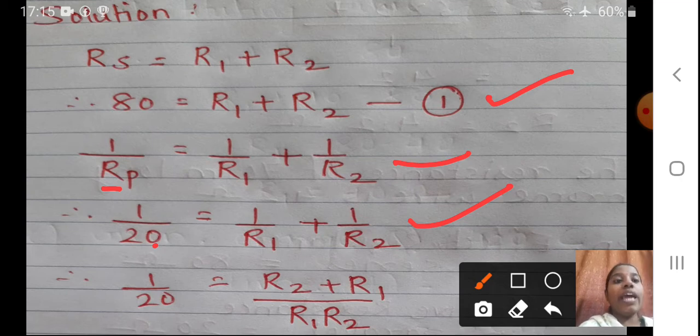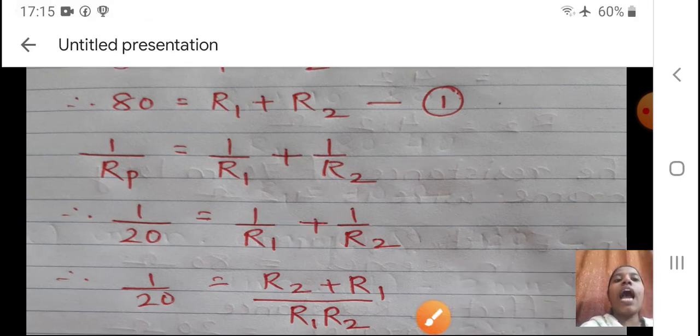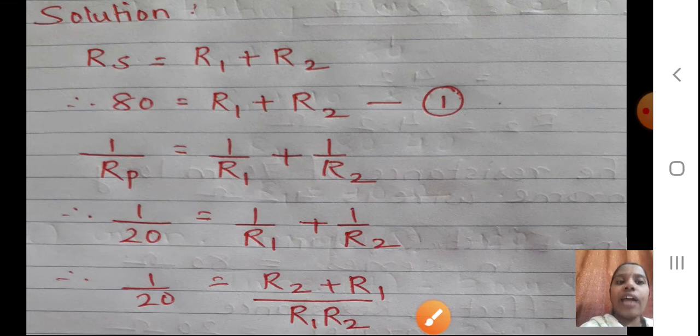Now can I cross multiply this? Yes. So what I have done: R2 plus R1. It is a plus sign in between. R2 plus R1 upon, down it will become multiplication, R1 R2. You know this simple cross multiplication, so that I have done here. I hope till here it is clear.